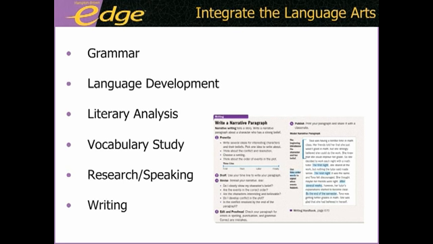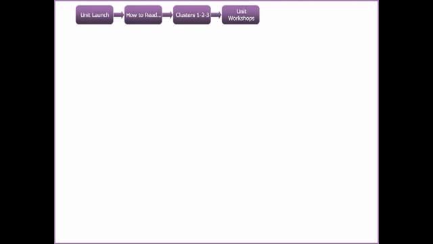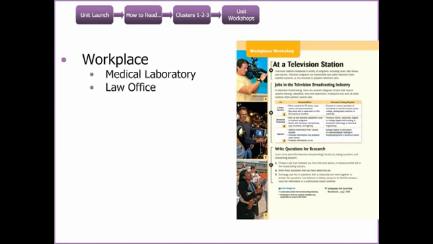When using the online lesson planner, you have the ability to add each individual section of the Integrate the Language Arts lesson. After the first and second cluster in each unit, students will engage in 1 or 2 workshops. The workplace workshop promotes out-of-school literacy by having the students research various jobs that may interest them. A few examples include a medical laboratory, a restaurant, a law office, and a veterinary clinic.